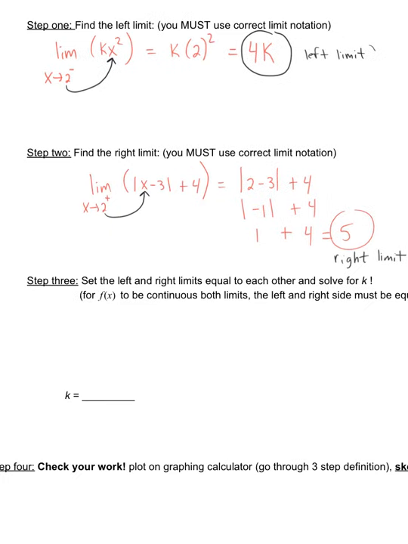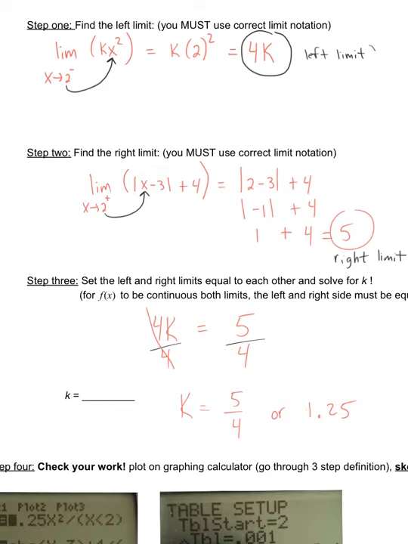Okay. Now, in order for the limit to exist, the left and the rights have to be the same. So that's our third step. Set the left and right limits equal to each other, and then we solve for k. So our left limit is 4k. We set it equal to our right limit, which is 5, and then we solve for k. The easiest way to solve for k here is to divide each side by 4. So those cancel. My k is equal to 5/4, or 1.25. Okay, there is our k value.